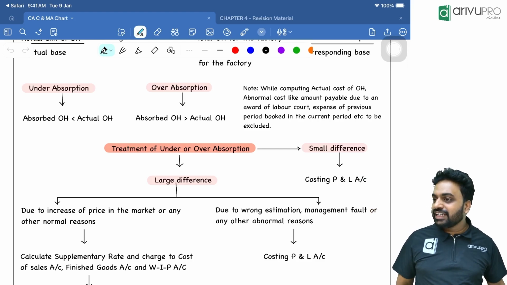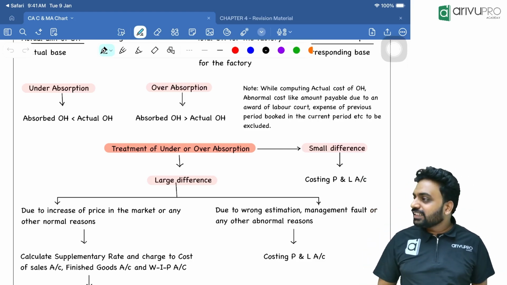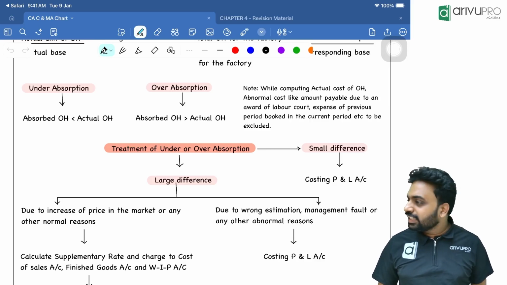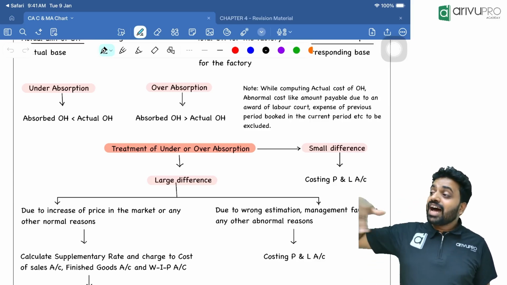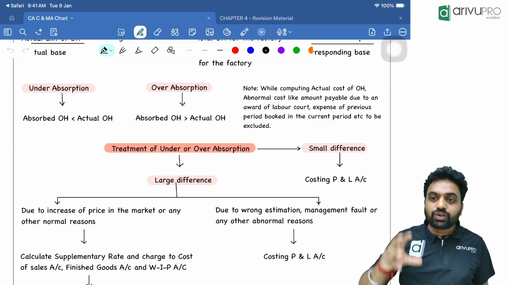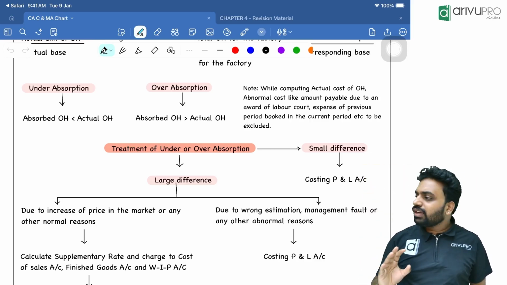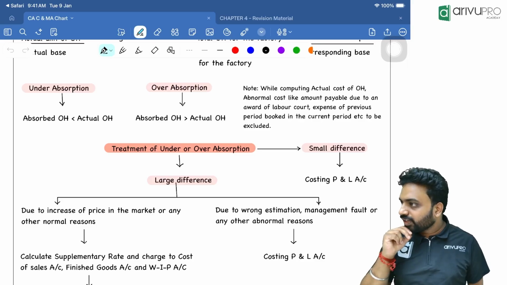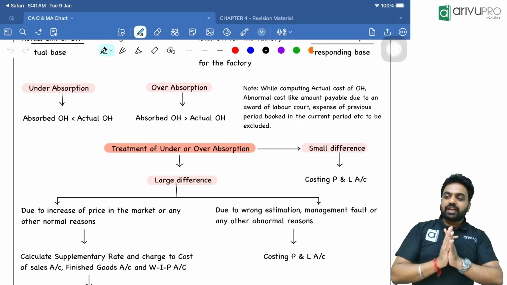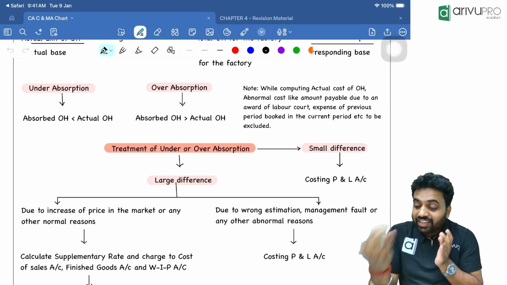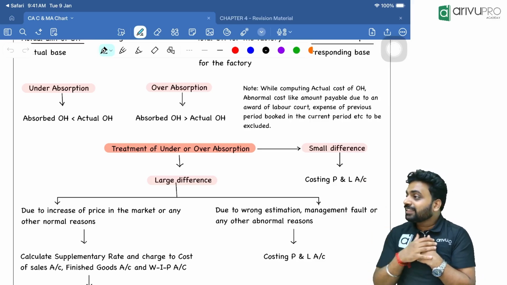All these abnormal items, obsolescence, wages paid due to a labor court order, last year's expenses booked during the year, all those should be excluded from the actual overhead itself before comparing actual with absorbed. Correct? Then after comparing, we will get under absorption or over absorption. Just check whether it is a smaller amount or a larger amount.